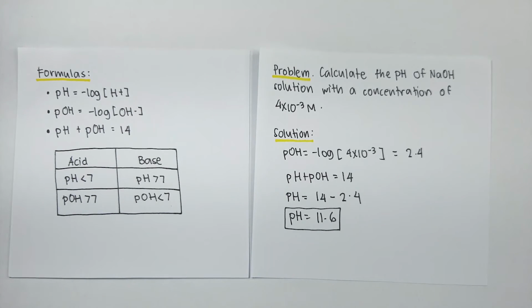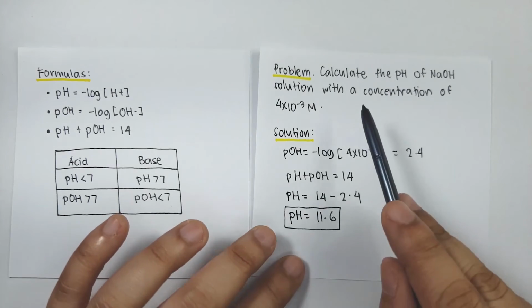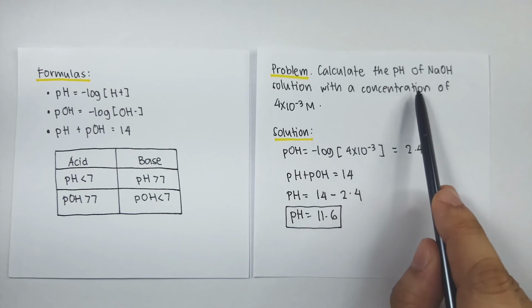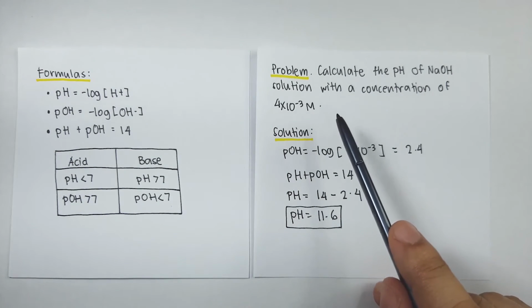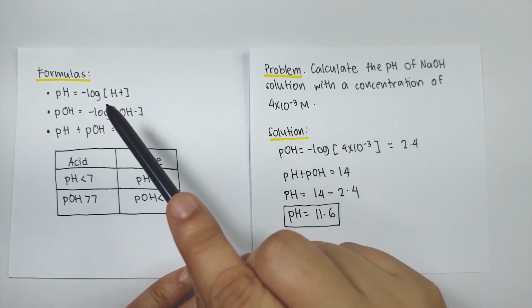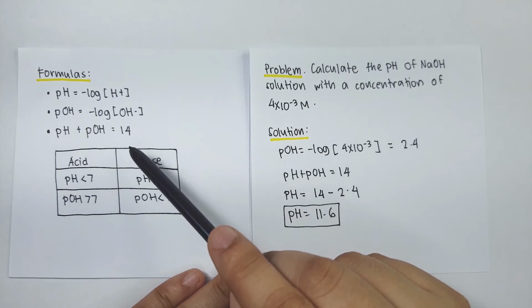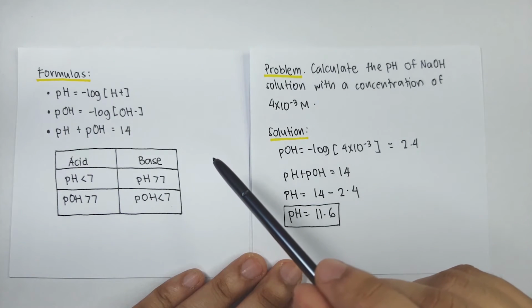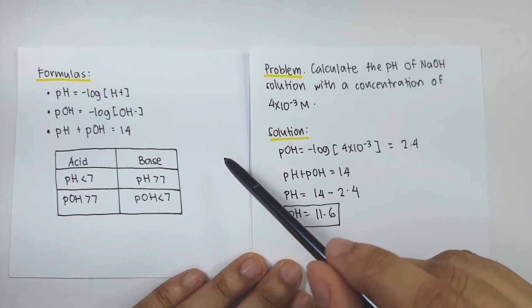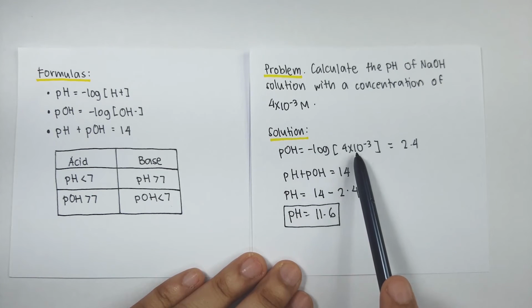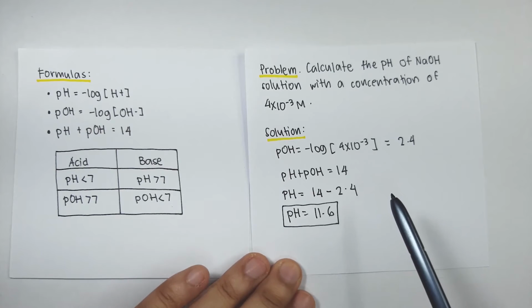So let's try to solve one problem. Calculate the pH of NaOH solution with a concentration of 4 times 10 raised to negative 3 molar. So take note ha, may tatlong formulas tayo. pH is equal to negative log H+, pOH is equal to negative log OH-, and pH plus pOH is equal to 14. So first step. First step is pOH is equal to negative log of 4 times 10 raised to negative 3 molar.